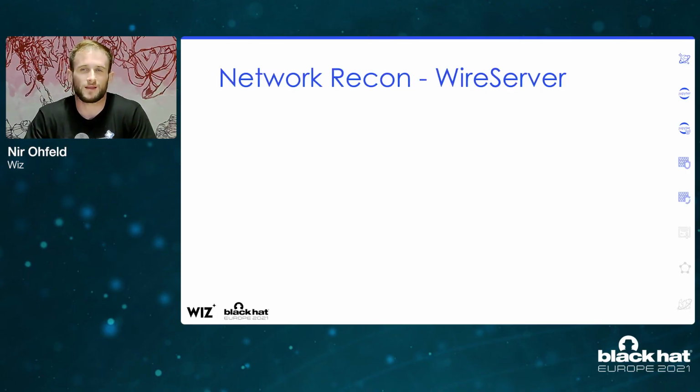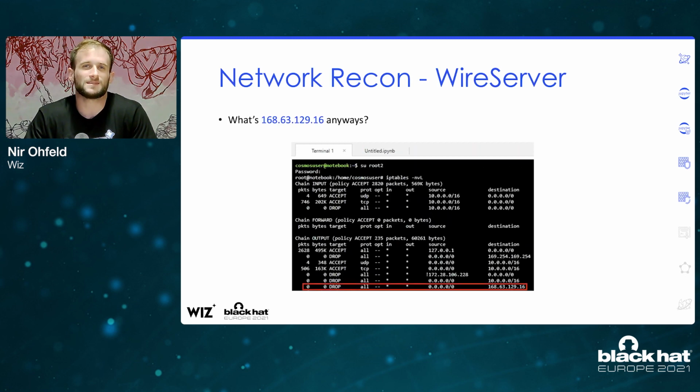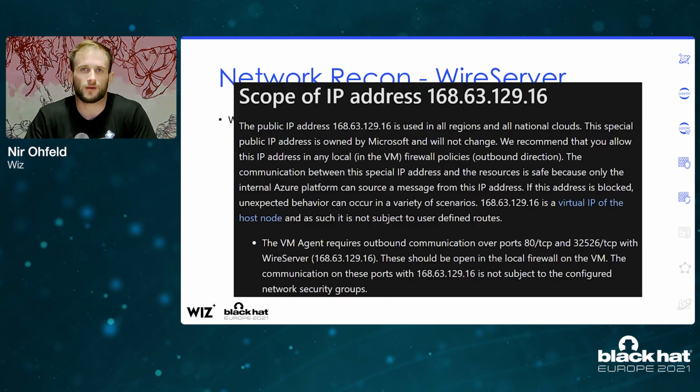Thank you, Sagi. Let's continue the network recon. If we have another look at the machine's iptables rules, there's that mysterious IP address. What is this IP address? When we searched this IP address on Google, we found this MSDN article. According to this article, this is a virtual IP address that exists on every Azure virtual machine, and it has a name, the WireServer.